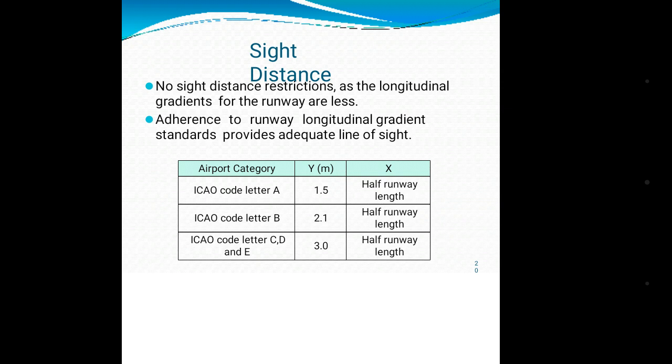Now next parameter in geometrics is side distance. So no side distance restrictions as the longitudinal gradients for the runway are less. Adherence to the runway longitudinal gradient standards provides adequate line of sight. So side distance as per the ICAO code letter A, it is half runway length. Generally it is taken around half runway length. That side distance we are going to consider.